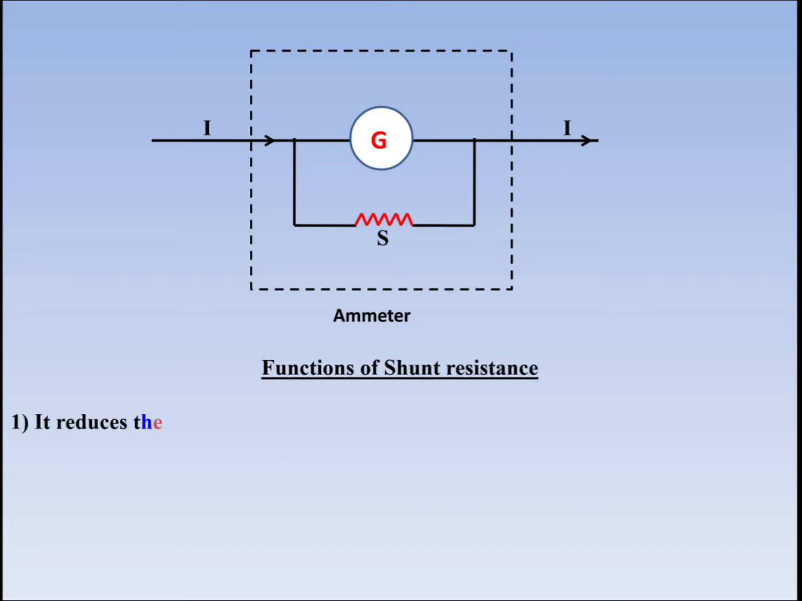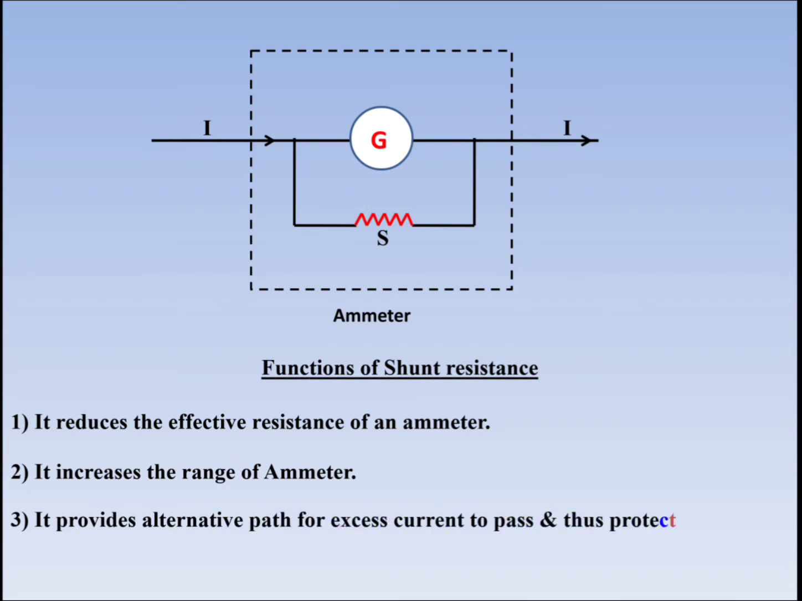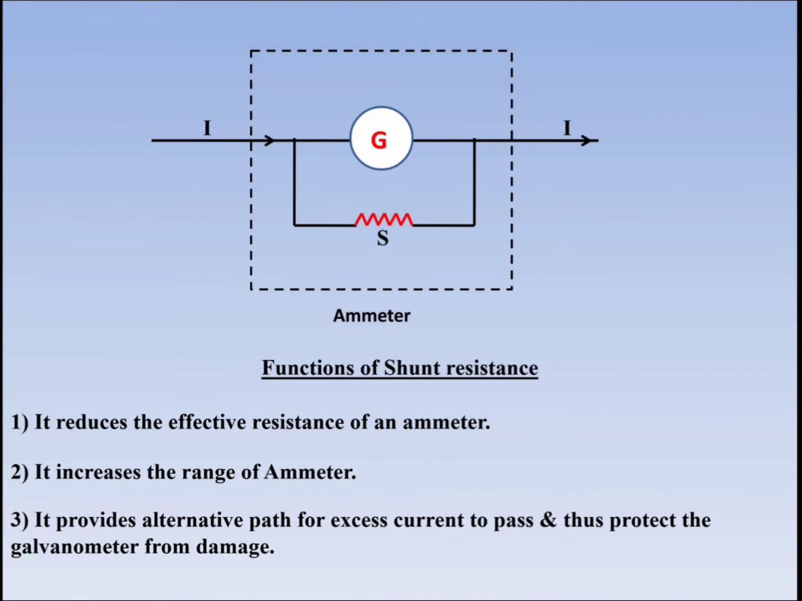First, it reduces the effective resistance of an ammeter. Second, it increases the range of the ammeter. Third, it provides an alternative path for excess current to pass and thus protects the galvanometer from damage. An ideal ammeter has zero resistance, but a real ammeter has finite and small resistance. Thus, simply by connecting a low value shunt resistance in parallel with a galvanometer, we have resolved all mentioned problems.